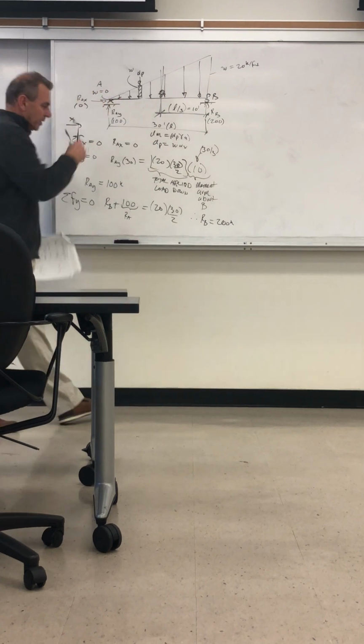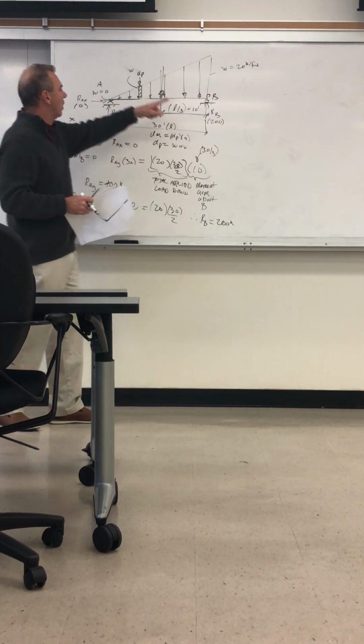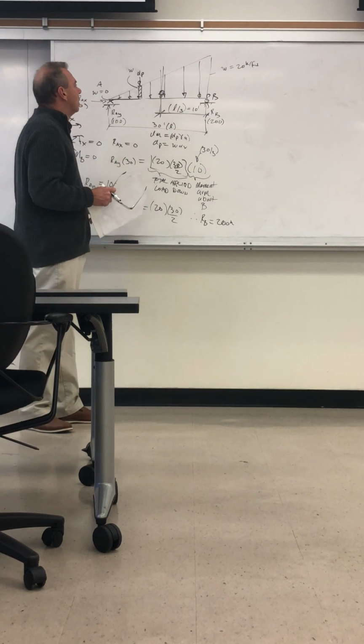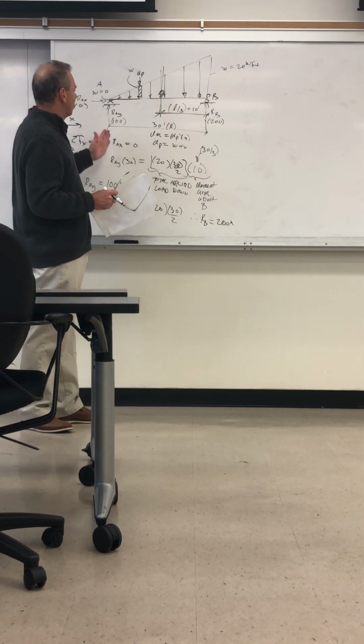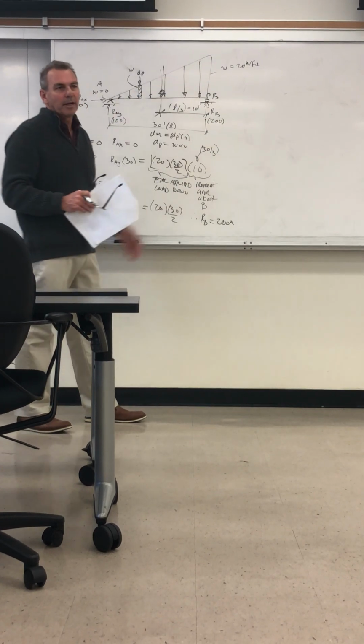And its total force down is 300, right? It's 20 times 30 over 2. So it's 300 kips, and you can see the reactions 100 here and 200 balance the total load down.